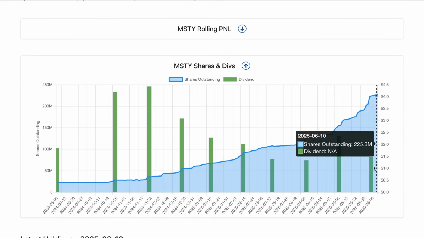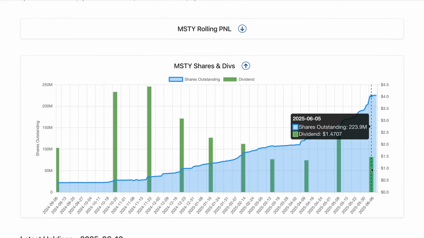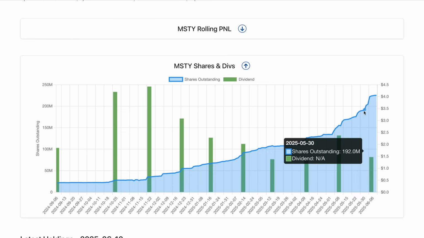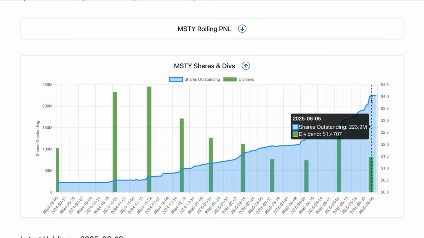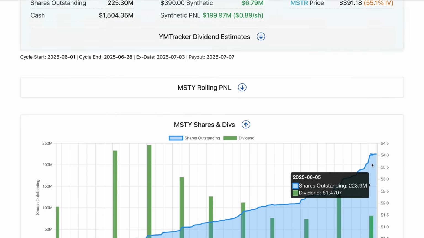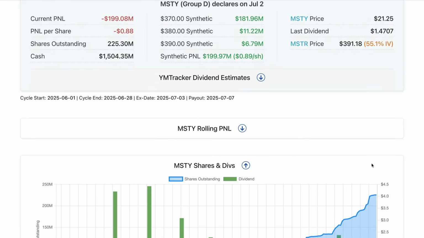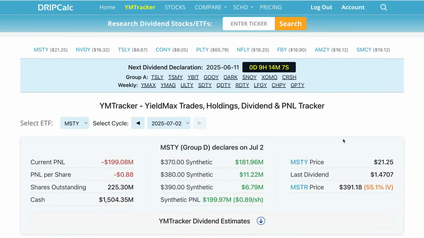The last payment is not so high, but it's easily explained if we look at the share count. This is the YieldMax tracker. When I was making my dividend prediction of $1.75, we had 192 million shares in the fund, and right before the declaration, we went up almost 15% on the share count. It's completely insane, and that diluted the dividend amount. In my opinion, it would be around $1.75 if they didn't anticipate such a huge increase in shares.